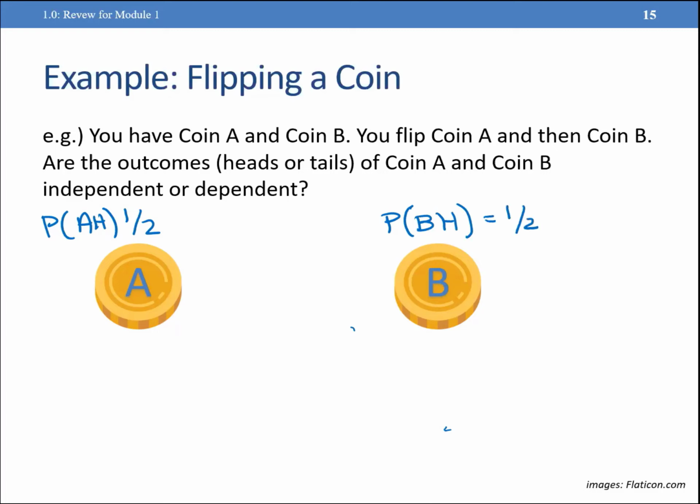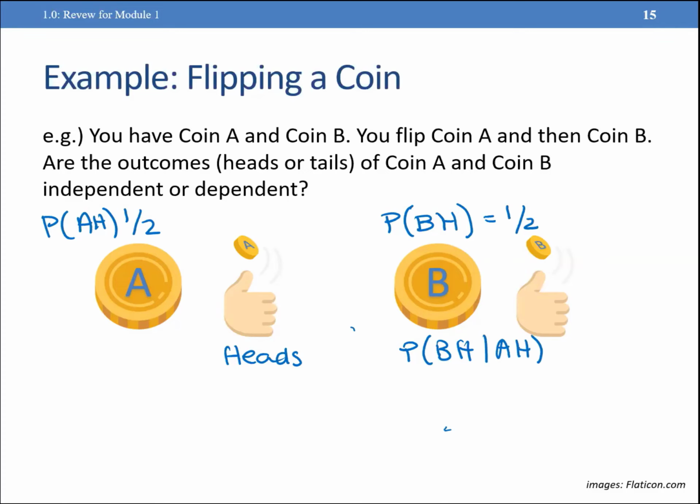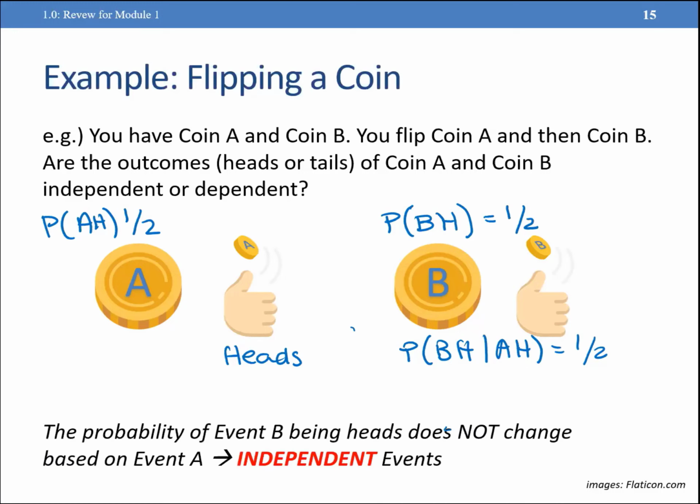Right? Now, I flip coin A and I get heads. Now, what's the probability of coin B being heads? Does it change? Okay, so I flip coin B, and the probability of this coin being heads, given that A was also heads, it doesn't change. It's still 1 out of 2. Makes no difference. Thus, we would say that the events are independent. The probability doesn't change.